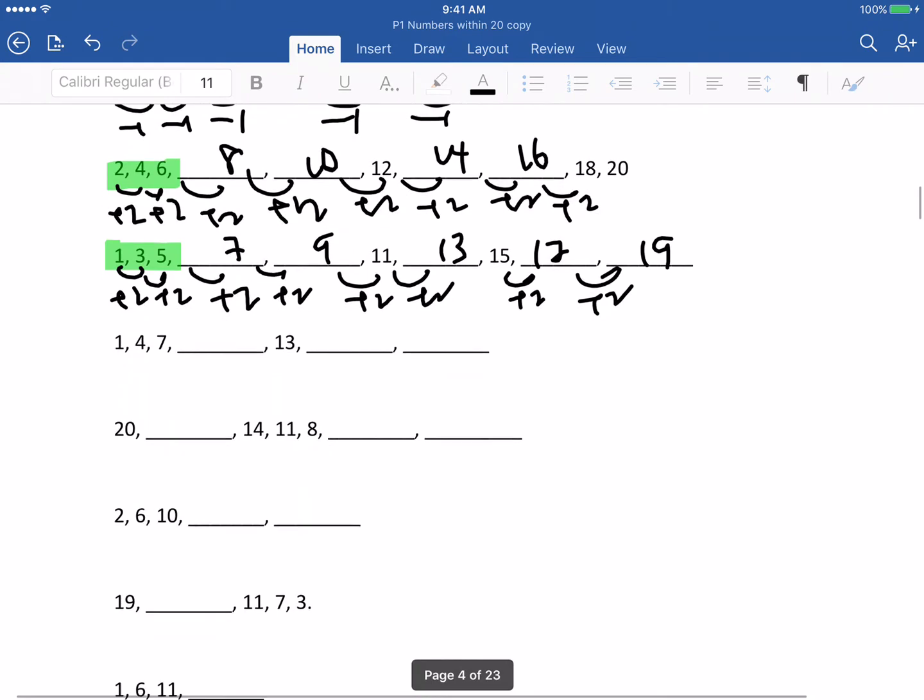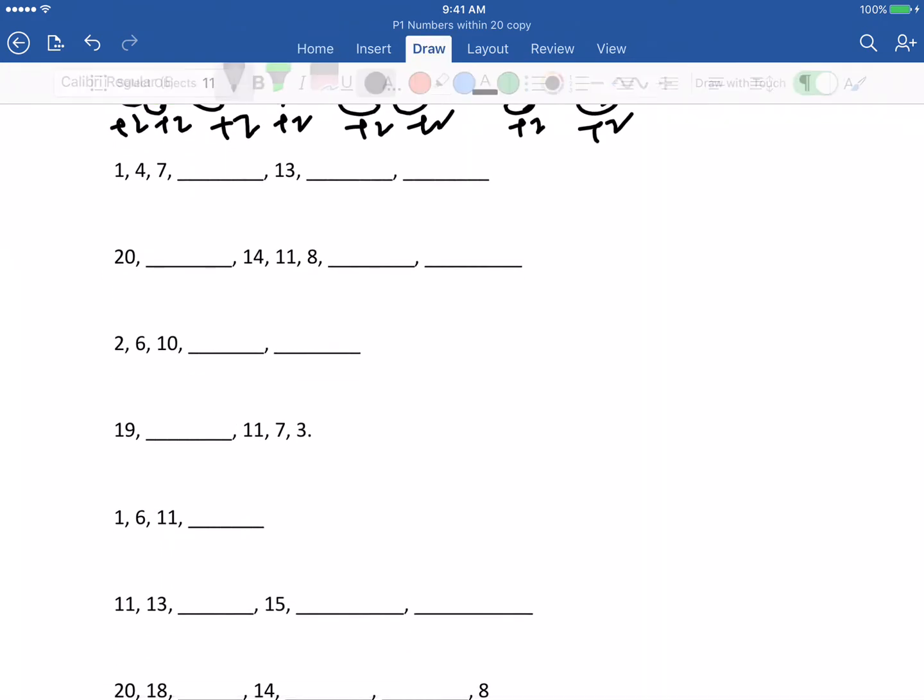Okay, let's move on to the next few examples. In this one, look at the first three numbers, 1, 4, 7. So for this case, you realize actually we need to add 3.